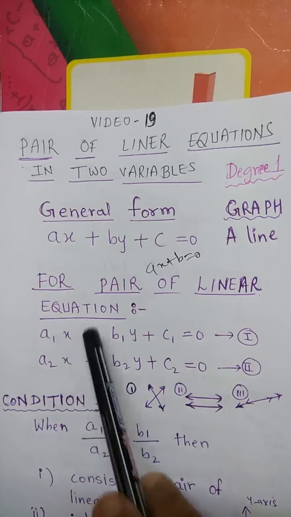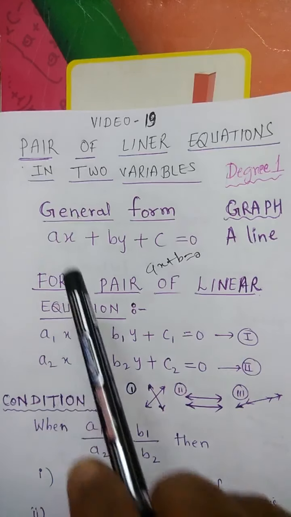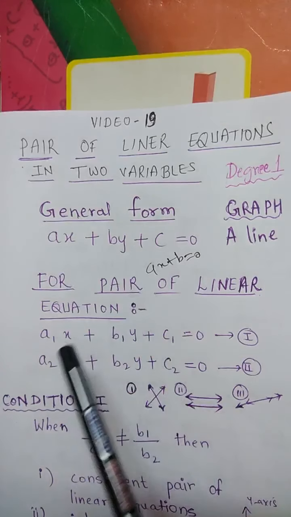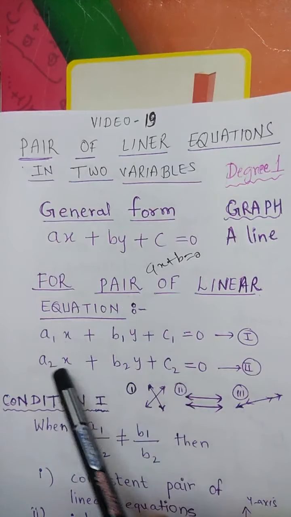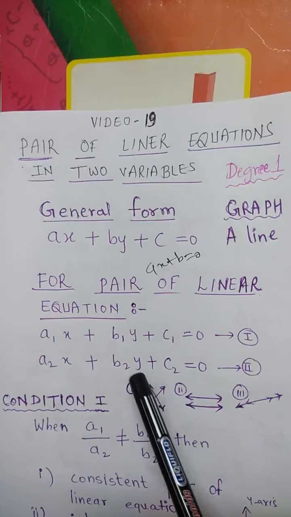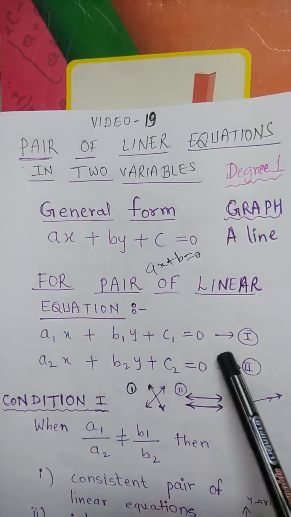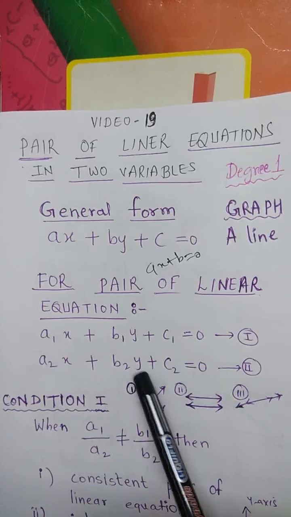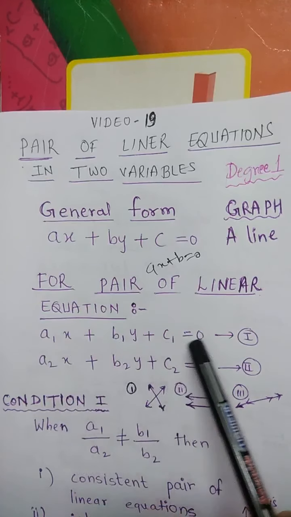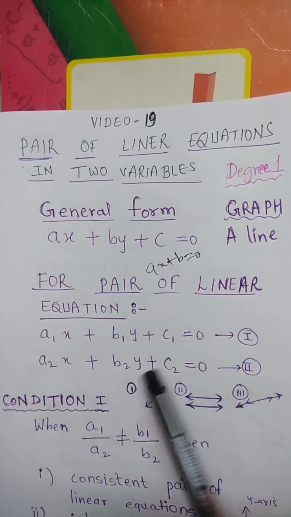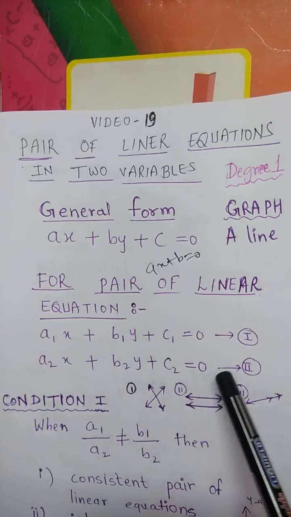So if we are taking a pair of linear equation, to avoid the confusion, we take the coefficients of x and y as a1, b1 and a2, b2. So let us consider these two linear equations in two variable. First one is a1x plus b1y plus c1 equal to 0. And another is a2x plus b2y plus c2 equal to 0.